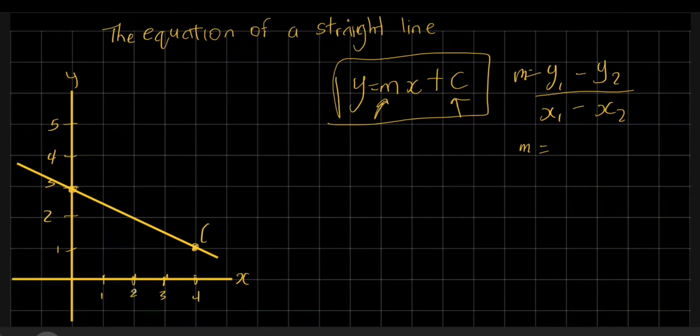So the coordinates for this point would be 4 across and 1 up. Let me erase that. We go 4 across and we go 1 up. And then this point here would be 0 across and 3 up. And let's call this x1, y1, x2, y2.